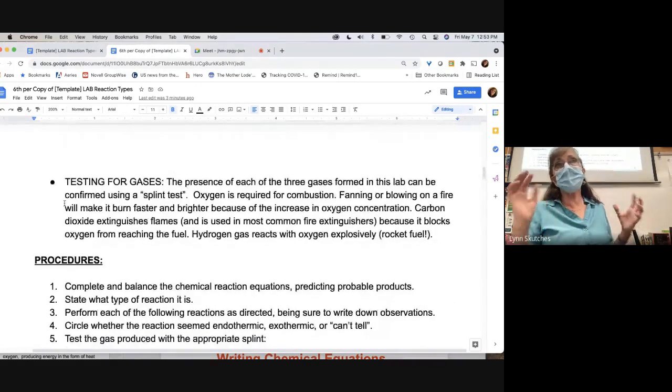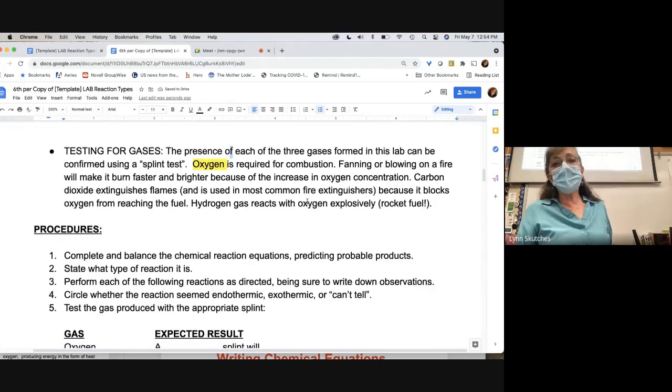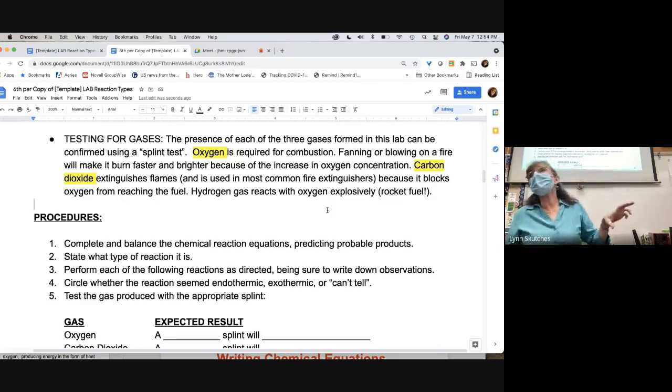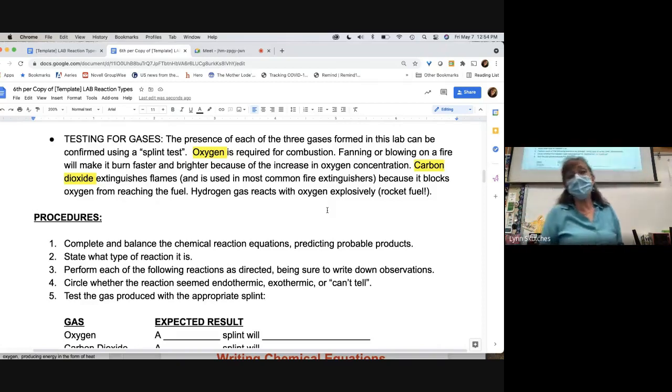We're going to test for the presence of gases in this lab. There's 3 of them. Today it's only 1 gas, but I'm going to talk about all 3 of them. Oxygen is required for combustion and for lots of things, but oxygen will make a fire brighter. Carbon dioxide is going to actually put out a fire. That's what's in fire extinguishers. Most common fire extinguishers have CO2, because carbon dioxide is denser than air and it displaces the oxygen around the fuel and puts out the fire. Hydrogen gas is explosive.